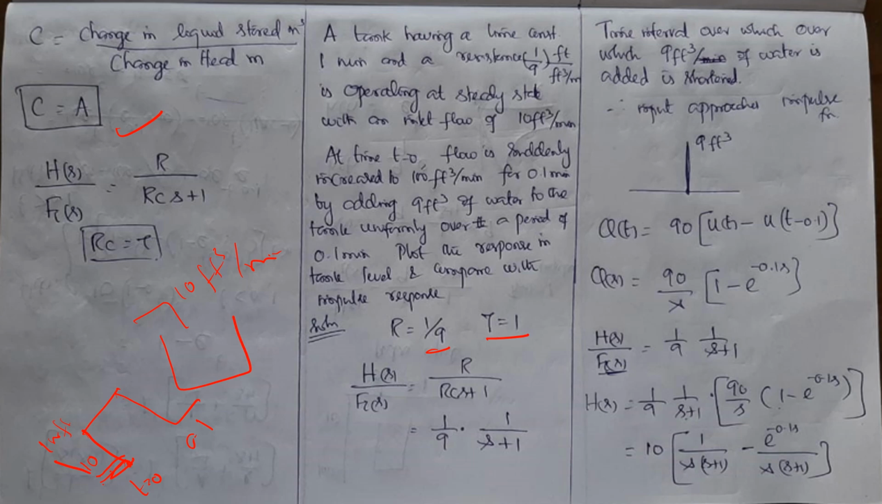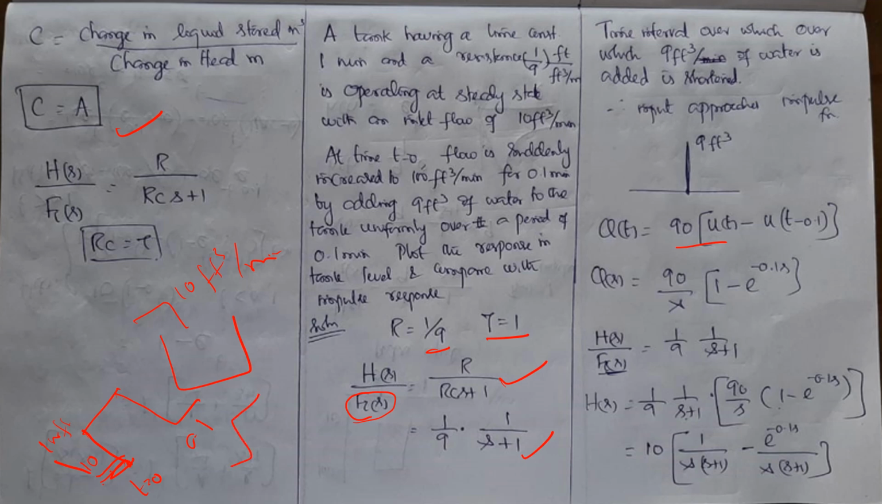So plot the response. Since it is a single tank, we know that the transfer function for a single tank is R by tau s plus 1. Then substitute, and now we have the system. Now we have to analyze the inflow, because there is a dynamics in the inflow rate. So we can take this equation, because Q of t, the difference is 90, and U of t is this one.